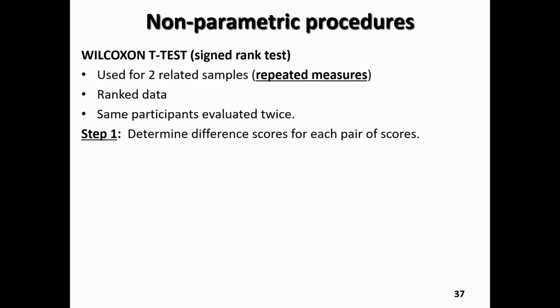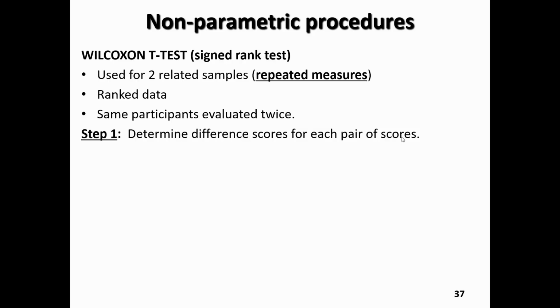So the same participants are evaluated twice, and there are 8 unique steps. The first 6 involve the progressive way to determine the test statistic. So the first step is to determine difference scores for each pair of scores. So essentially the first score subtract the second score for each research participant, and remember, these data exist as interval or ratio data.